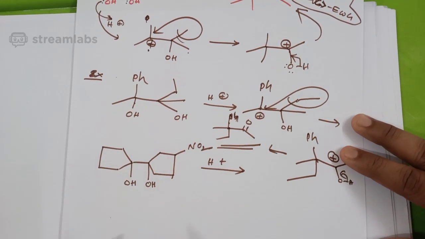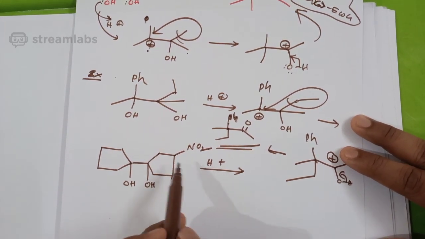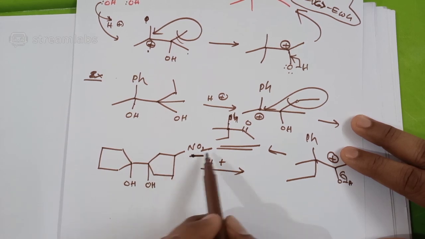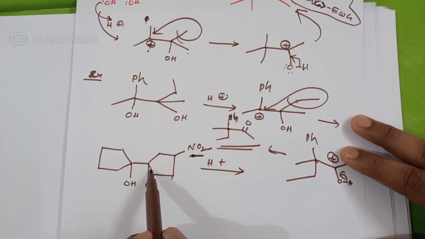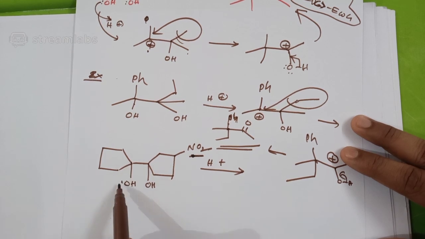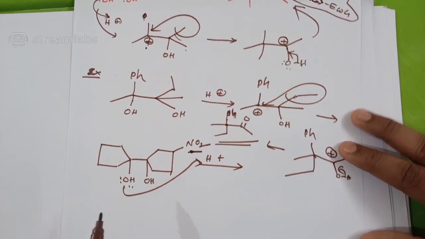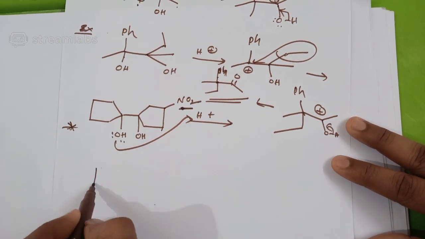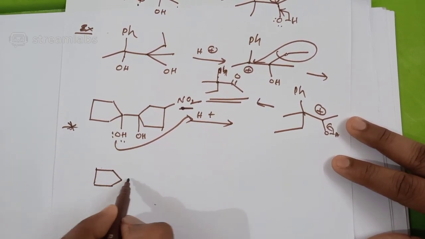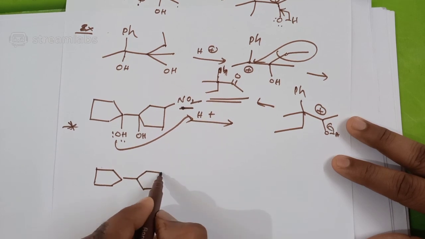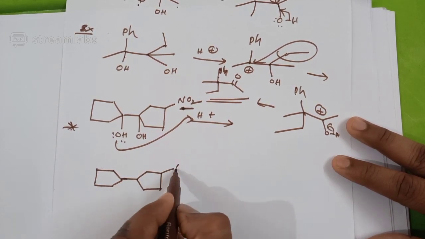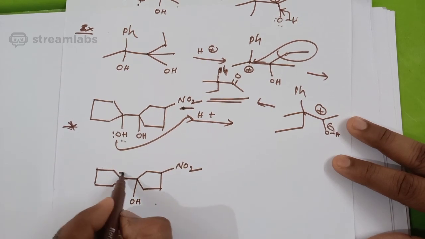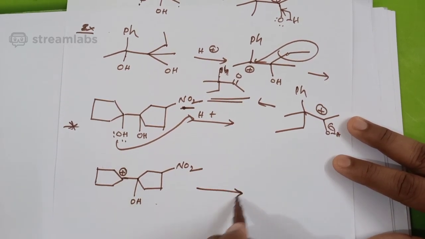The next case, H plus, here I took an NO2 group, so whenever an NO2 group is there, the withdrawing group decreases carbocation stability, so the positive charge must be formed here. Okay, see, this question is important. Highly specific here, so this OH is as usual and we will get the positive charge here, correct?